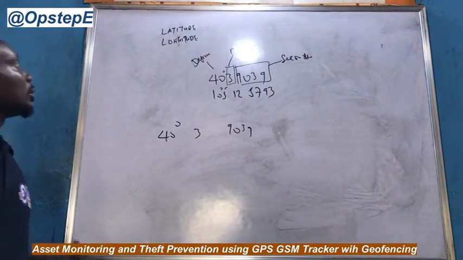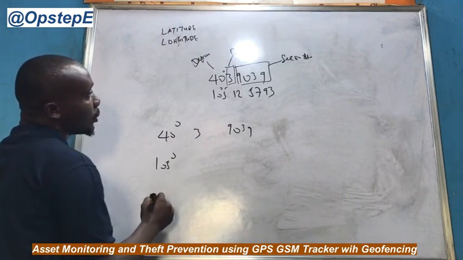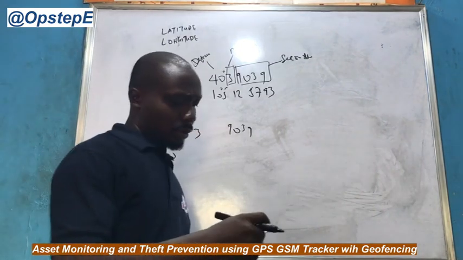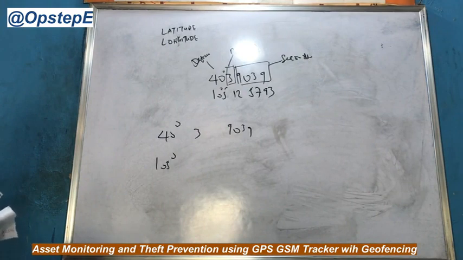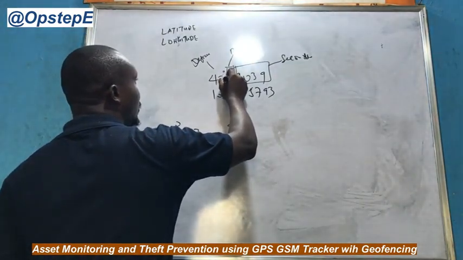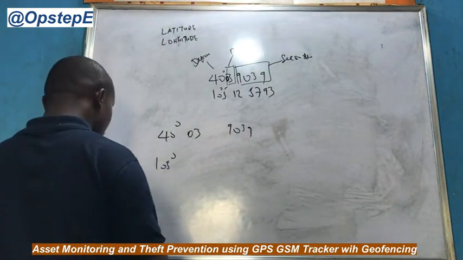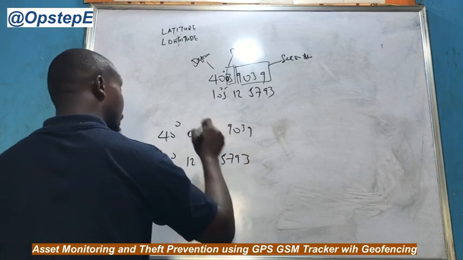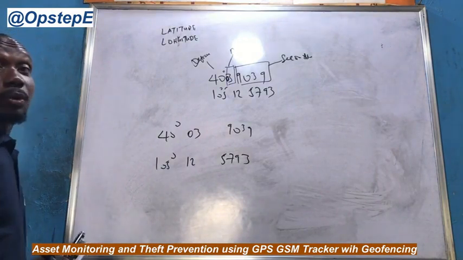The same thing with the other value. Here it is 105 degrees, 12 minutes. Why? Because there was another zero. It's 400. This is 105 degrees, 12 minutes, 5793 seconds. How do you know this is 105? You said first two. I don't know that's 105.